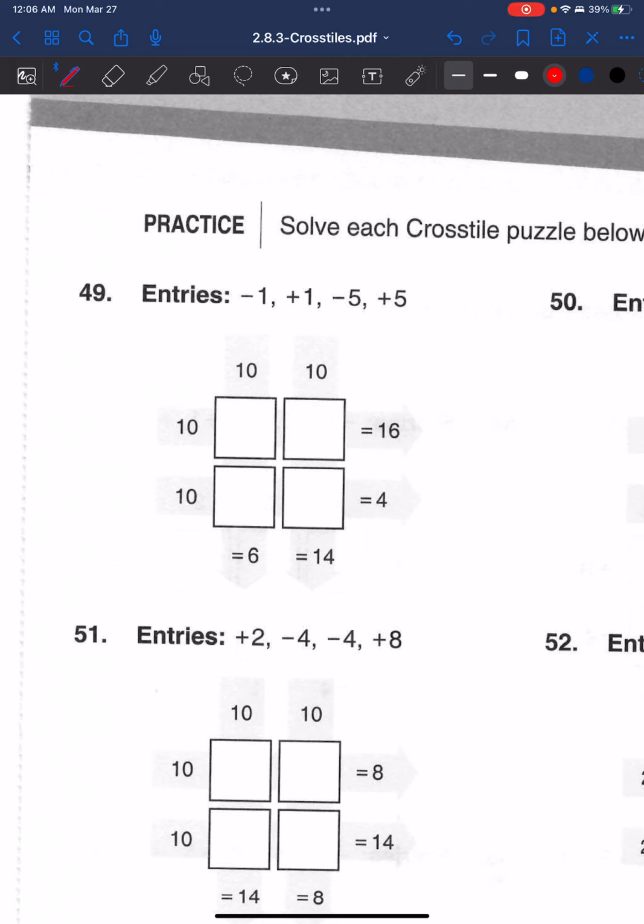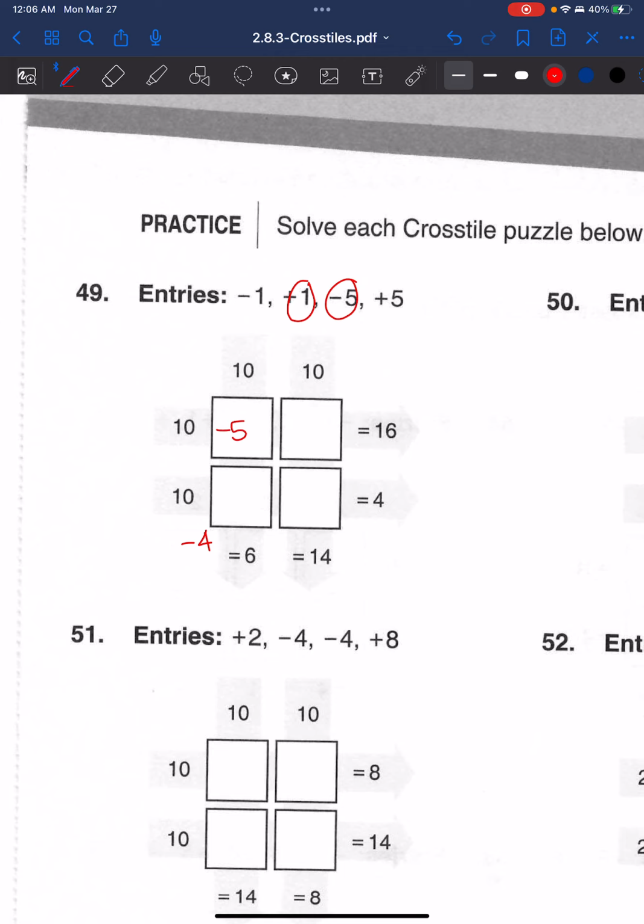The available numbers that we have are negative 1, 1, negative 5, and 5. So to get from 10 to 16, we need to add 6. So to get plus 6, the combination should be 1 and 5. Or let's start from the left column first, like we always do. To get from 10 to 6, we need to subtract 4. And the only combination that works for negative 4 is 1 and negative 5.